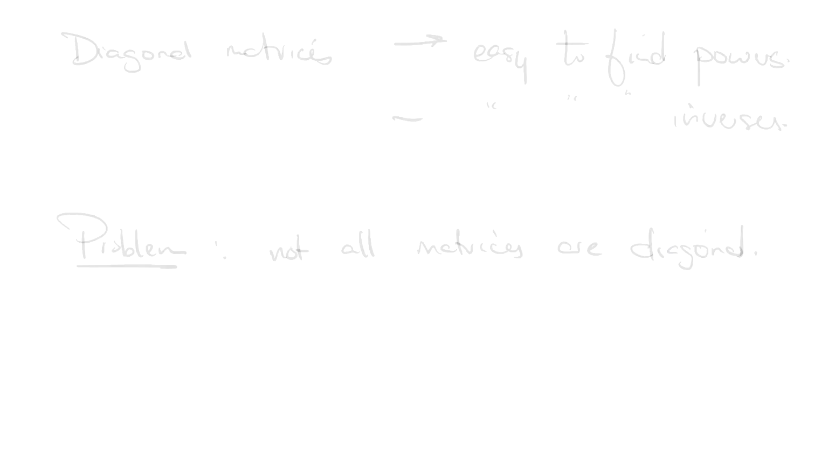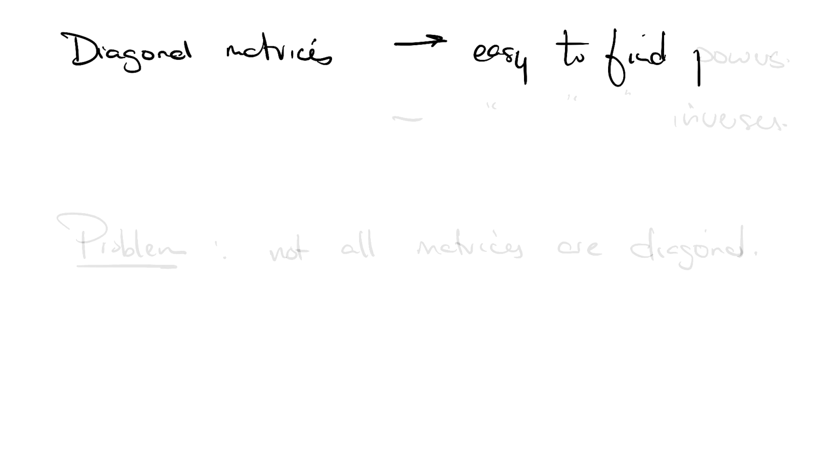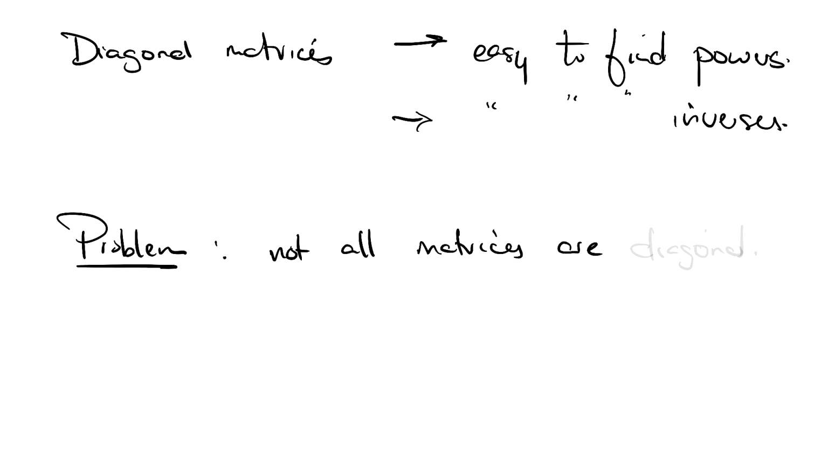All right. As we've explored before, we like diagonal matrices for two main reasons. Well, lots of reasons really, but for two main reasons. That it's easy to find powers, and it's easy to find inverses. We've spoken about this in another video. The problem that we have is that not all matrices are diagonal.